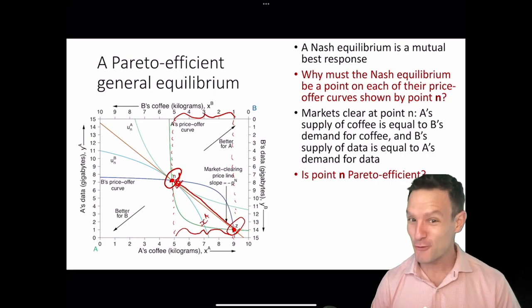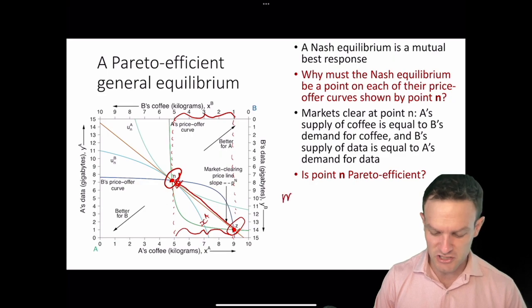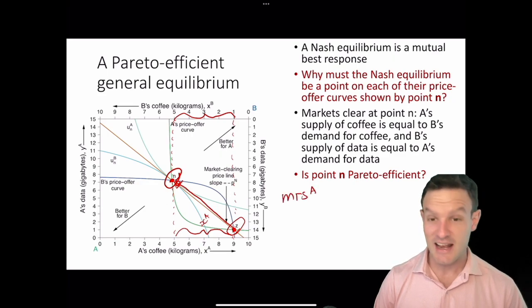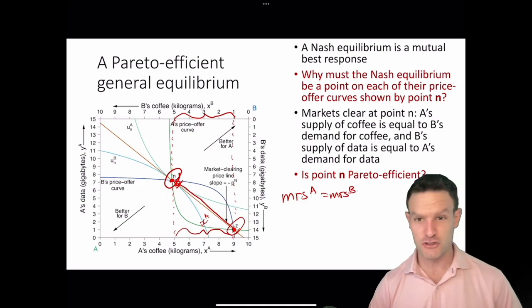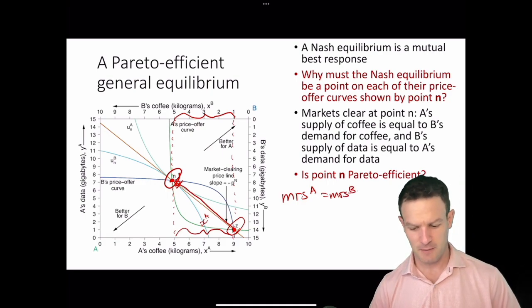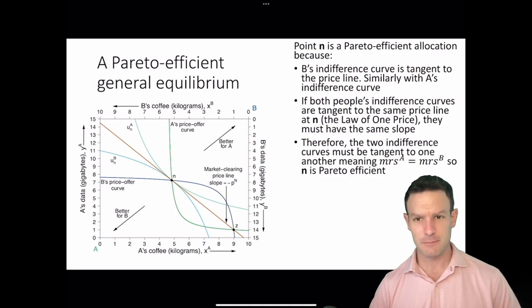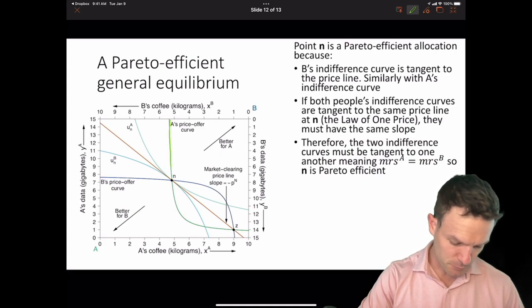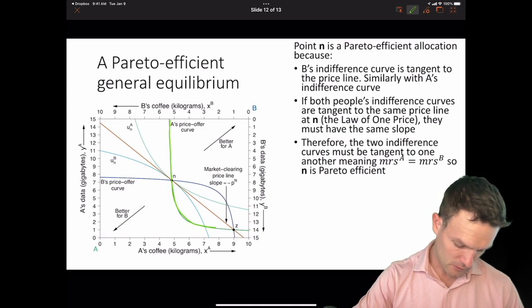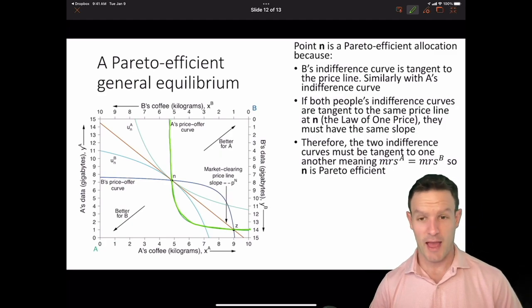Okay, so having thought about that, remember that the condition for Pareto efficiency is that A's marginal rate of substitution must equal B's marginal rate of substitution. Okay, so let's think about that. Firstly, let's think about their price offer curves. We've got A's price offer curve from Z to N.